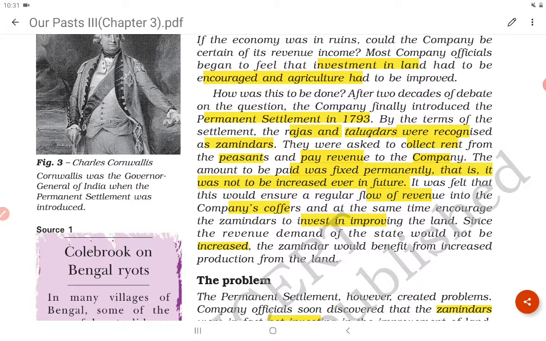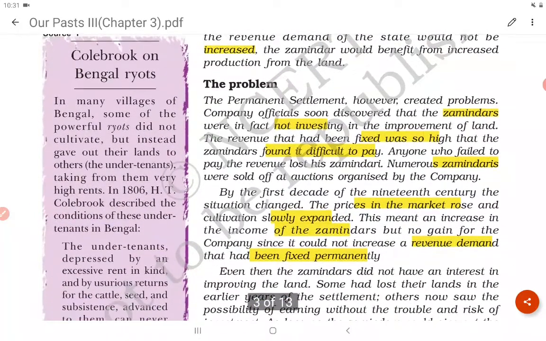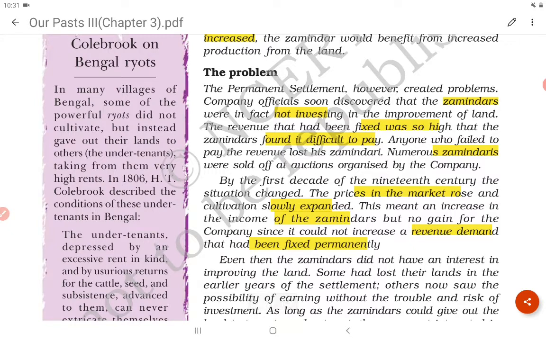It was felt that this would ensure a regular flow of revenue into the company's coffers and at the same time encourage the Zamindars to invest in improving the land. The Permanent Settlement, however, created problems. Company officials soon discovered that the Zamindars were in fact not investing in the improvement of land. The revenue that had been fixed was so high that the Zamindars found it difficult to pay.